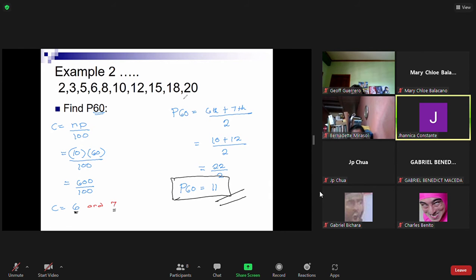So okay, let's have another example for solving for the percentile.